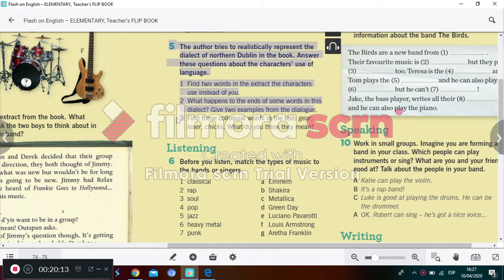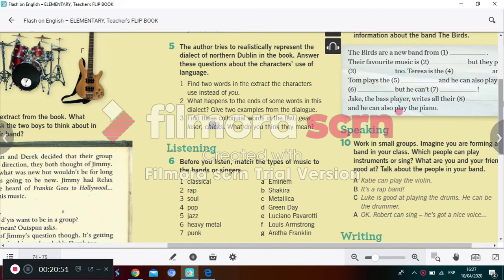In activity number 3, you need to write the meaning of gear, loser, and cheeks. Okay, students? In activity number 3, you need to write the meaning of gear, loser, and cheeks. Okay? You can use the dictionary, you can use Google Translator, okay? To write the meaning of gear, the meaning of loser, and the meaning of cheeks.